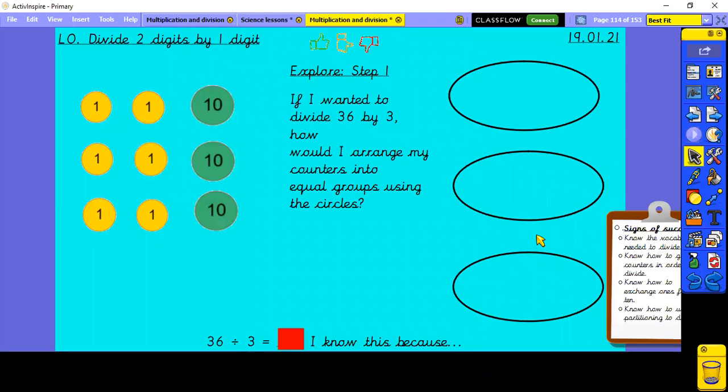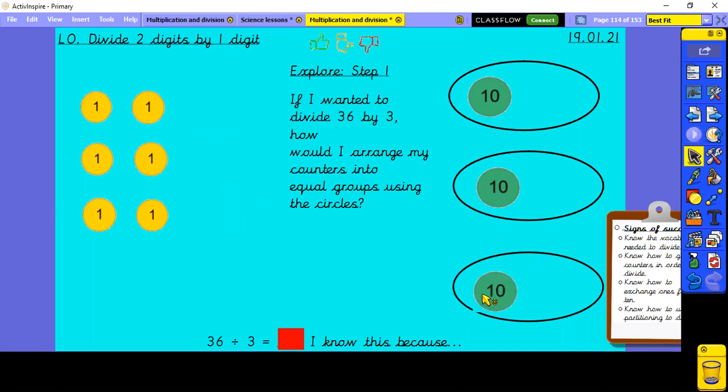Okay, so I'm now going to model how we'd use these counters to divide 36 by 3. And what I'm going to do is start with my tens so I can divide them, and then I know my tens are done. So let's drag them into our group. So I've got one 10 here, another 10 here, and another 10 here. So now I've divided my tens into 3 equal groups because they have 1 10 in each group. Okay, and now onto the ones. So I'm going to do the same method this time. So 1 in there, 1 here, 1 here, and repeat that process.